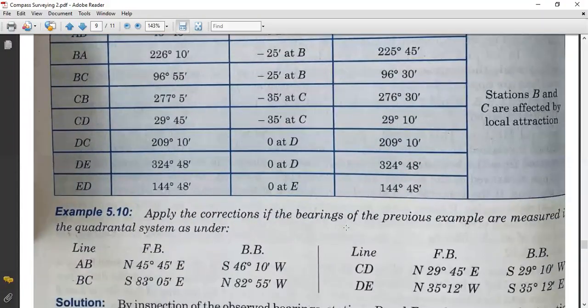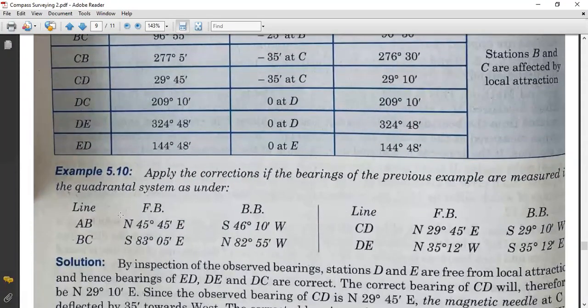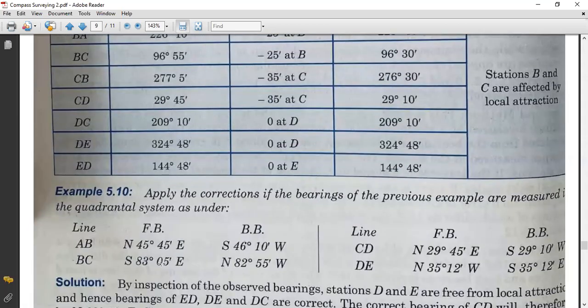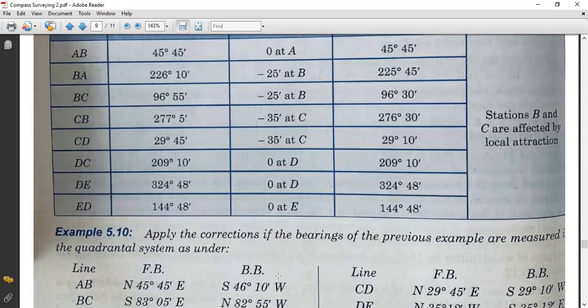The same thing can be given in the quadrantal bearing system: North 45 degrees 45 minutes, south 46 degrees 10 minutes. In this case, you have to convert the quadrantal bearing system to the whole circle bearing system first, then proceed. The table remains the same. You can just convert and check. North 45 degrees 45 minutes east will be 45 degrees 45 minutes only. South 46 degrees 10 minutes west will be 226 degrees 10 minutes if you check it.